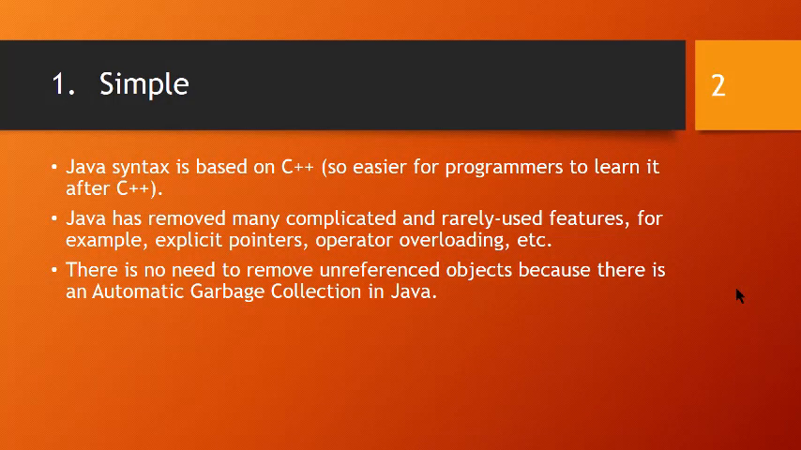The first feature of Java is simplicity. Java syntax is based on C++. Therefore, it is very easy for those people who already know about C++. Java has removed many complicated and rarely used features. Some of those features are operator overloading, explicit pointers, and garbage collection, etc.